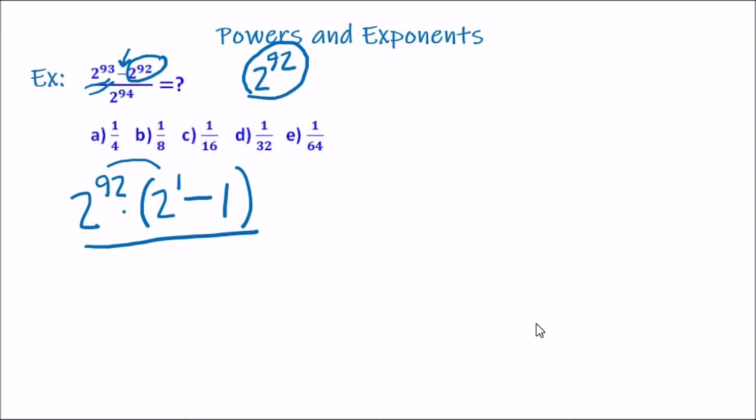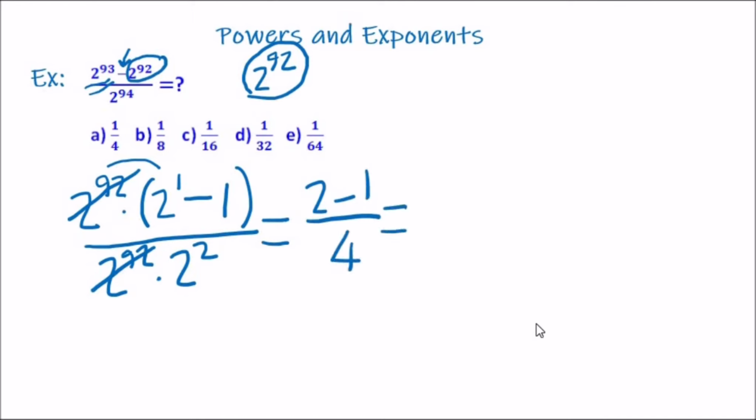Divided by 2 to the power of 94, which can be written as 2 to the power of 92 times 2 to the power of 2, because the bases are the same, and if you add the exponents, you get the same number, 2 to the power of 94. Why did I write them like this? Because I want to cross out these values. The leftovers are 2 to the power of 1, which is 2, minus 1, divided by 2 to the power of 2, which is 4. So if you subtract 1 from 2, you have 1 divided by 4, which means that the answer is A.